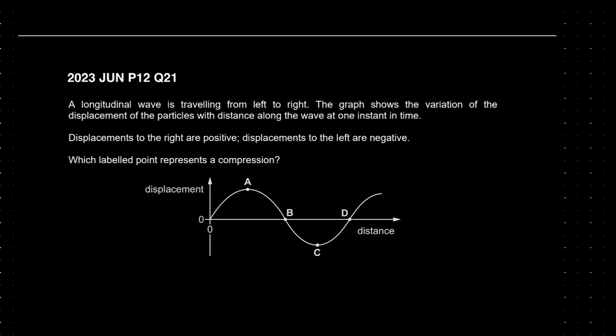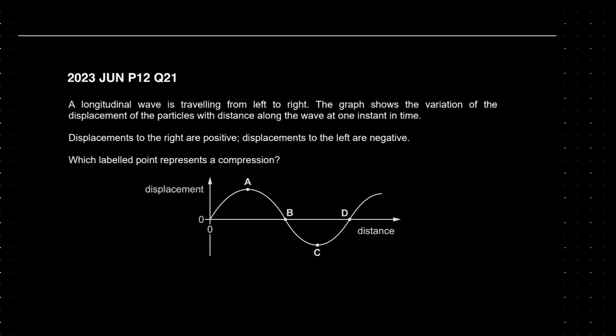So with compressions, if you guys recall this, compressions is where the particles are closer together than the mean spacing, right? Rarefactions are where they are further apart. Compressions are where they are closer together. So in this case, if you look at this, where are the particles closer together?